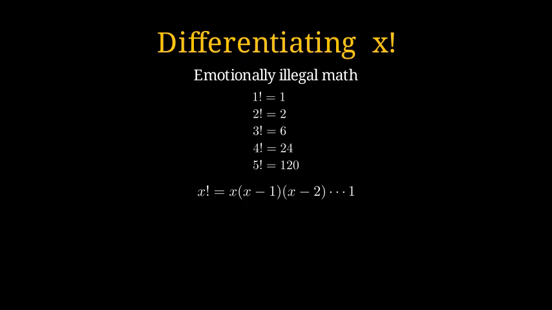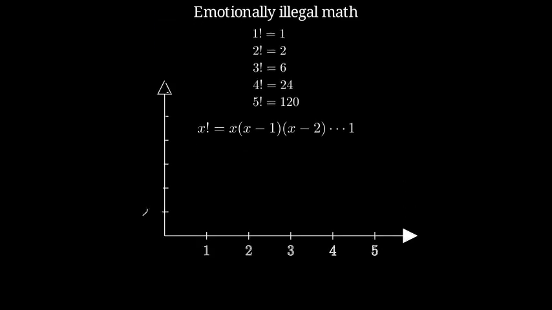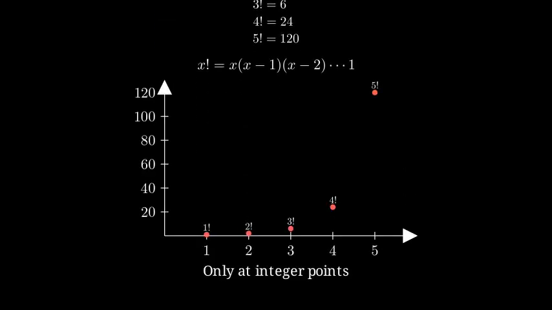1 factorial is 1, 2 factorial is 2, 3 factorial is 6, 4 factorial is 24, 5 factorial is 120. In general, x factorial equals x times (x minus 1) times (x minus 2), all the way down to 1. But here's the problem. Factorial is only defined at integers. So if you ask for the derivative of x factorial, your brain should say, derivative of dots?